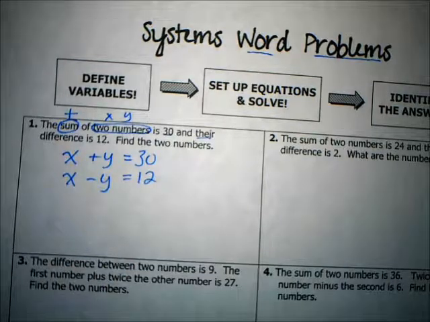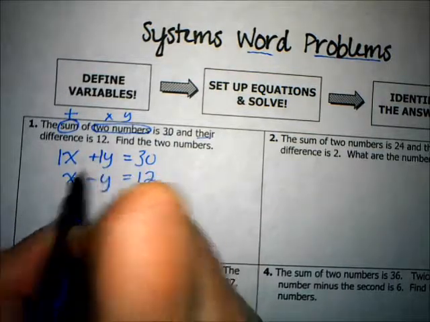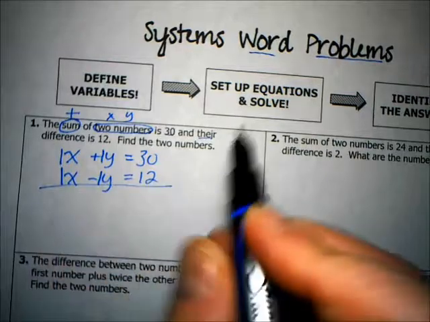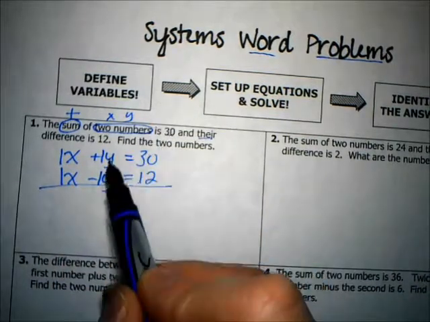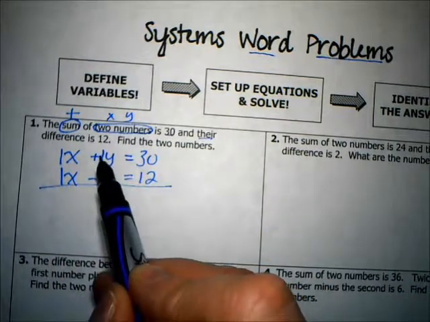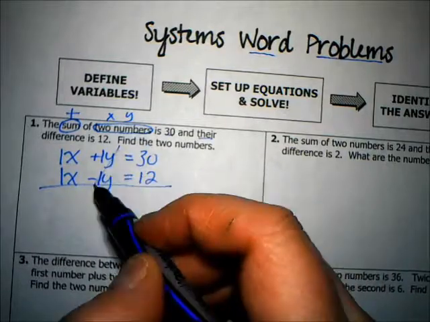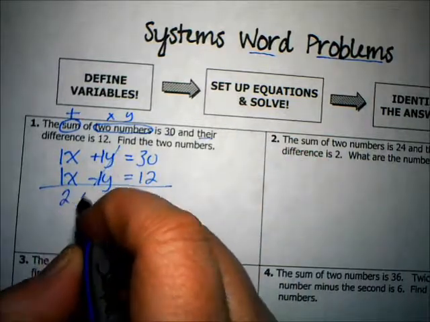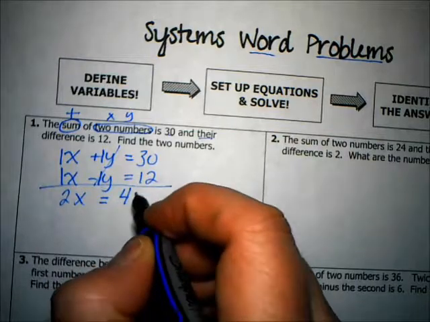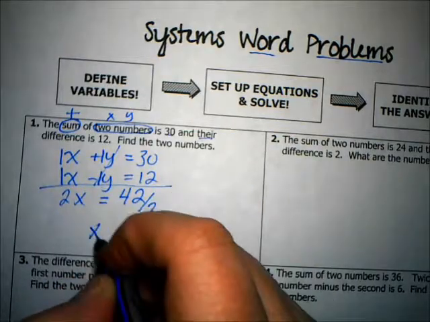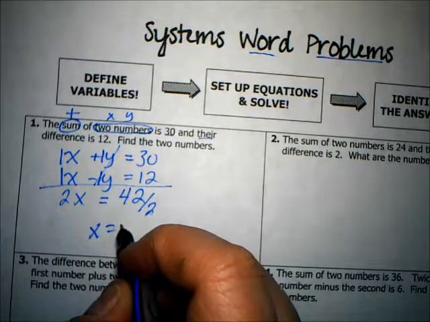Well, if I put ones in front of these things and do the elimination method, notice the y's will cancel out because 1 minus 1 is 0. Those cancel out. So I'll have 2x is equal to 42. If I divide by 2, I see that x is 21.